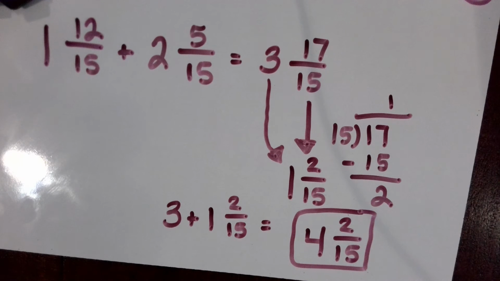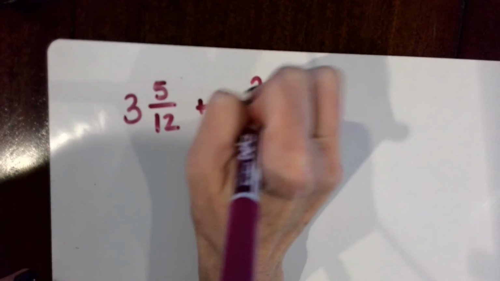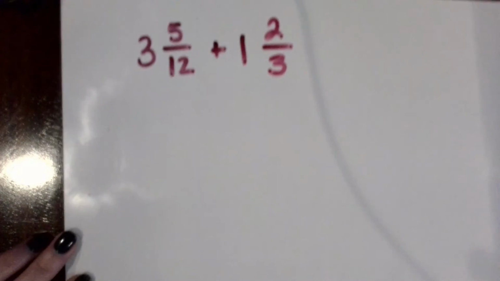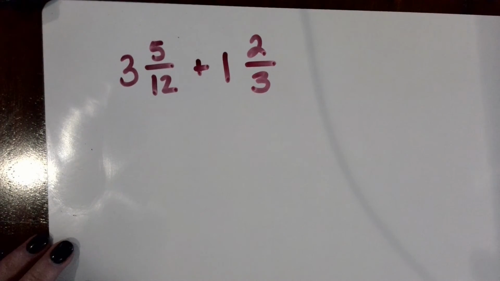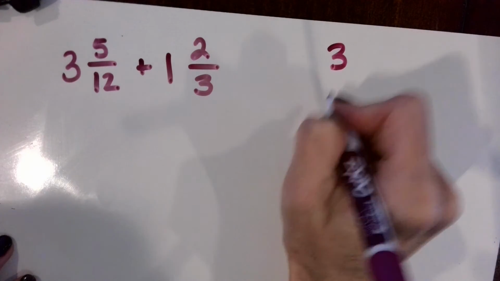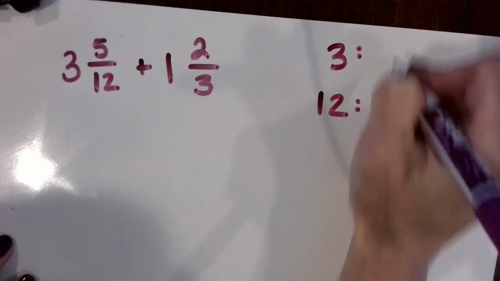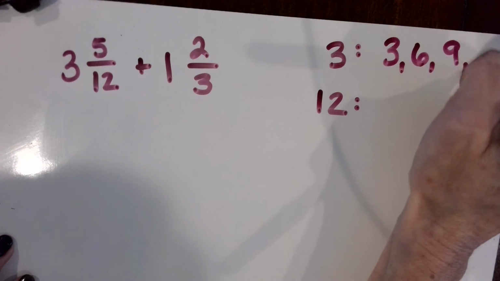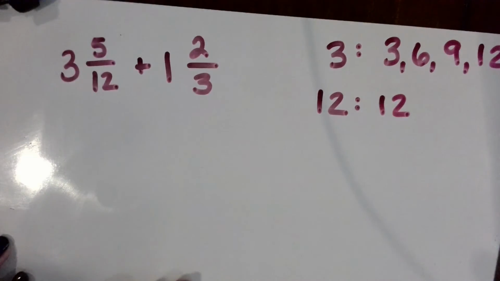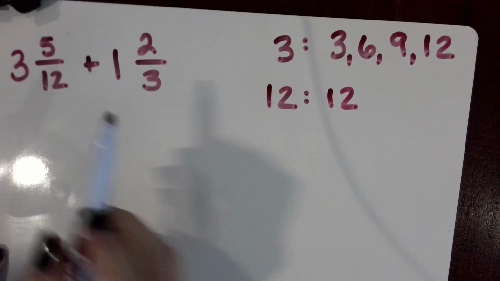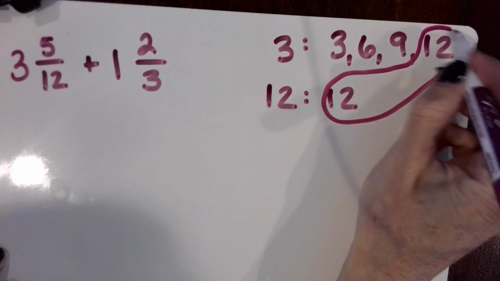Let's do one more example together. Let's look at the next page, problem number 8. So that is 3 and 5 twelfths plus 1 and 2 thirds. So I'm going to go ahead and find my common denominator. So I'm writing out the multiples of my two denominators. And the first one they have in common is 12.